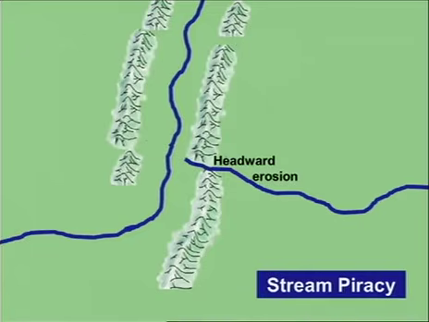Have you got that? Eventually, this happens. Let's have a look again. That's the river. Headward erosion eventually joins up with that river. And then, in the last process, that is happening. So this river here has completely intercepted the waters of this river, and this river is flowing that way now. So this is called stream piracy.